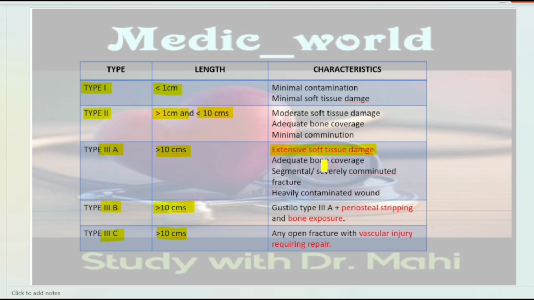All these things are present in type 3B too. But in type 3B, we have periosteal stripping and bone exposure. In type 3C, there is any open fracture with vascular injury requiring repair. So these are the buzzwords.